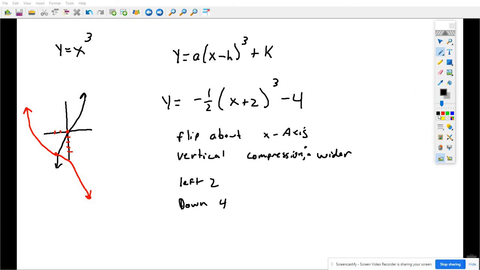And A, H, and K always have the same effect. And I always say H is on the inside, and I just say inside because sometimes it's parentheses, sometimes it's a radical, sometimes it's a square root graph.